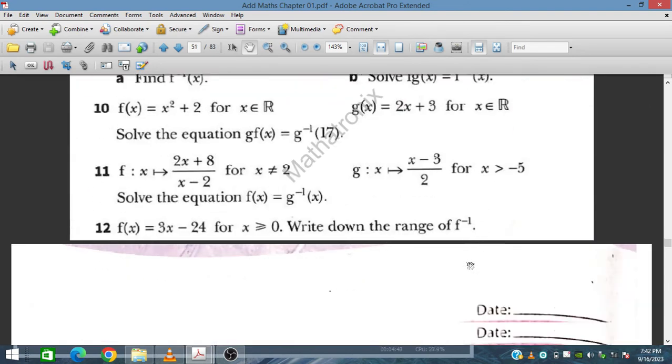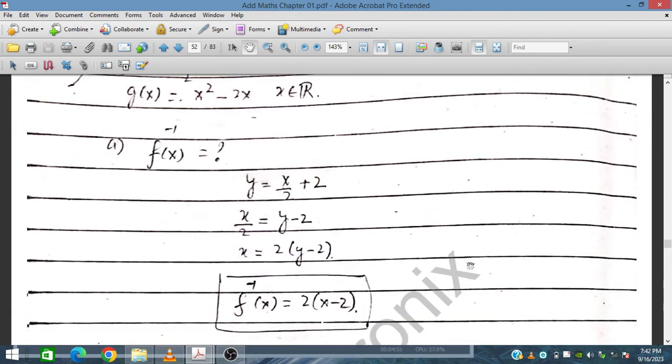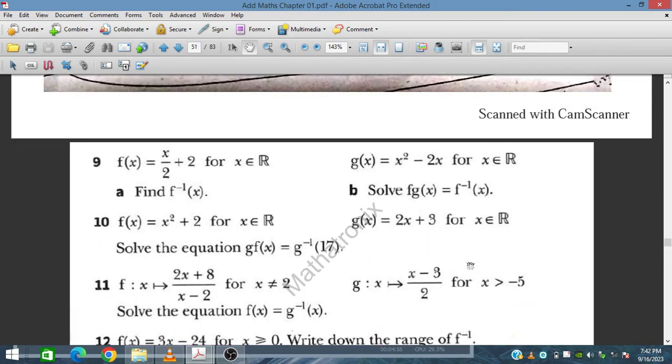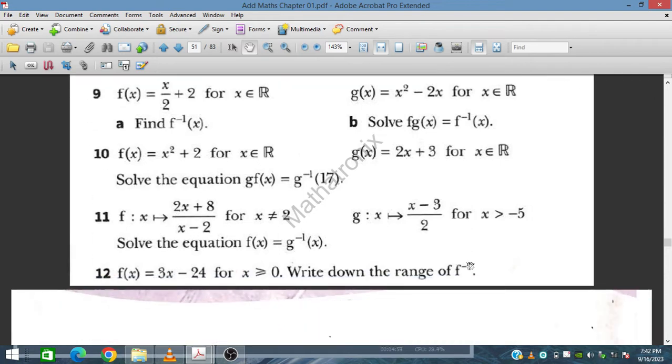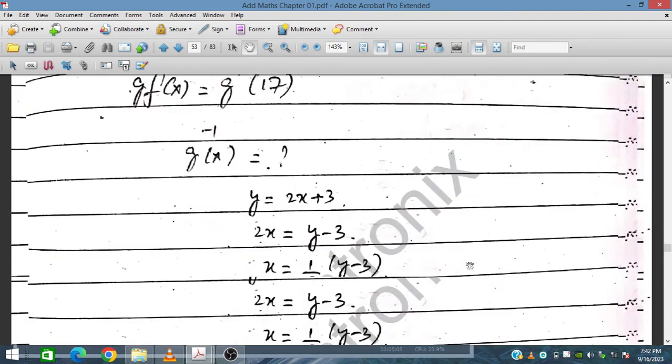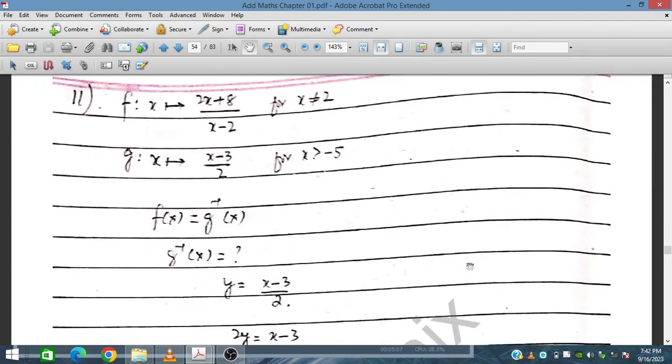Let's move to question number 11. Here we have the f function 2x plus 8 divided by x minus 2, and here we have the g function (x minus 3) over 2 for x greater than minus 5. So f inverse f(x) is equal to g inverse x.